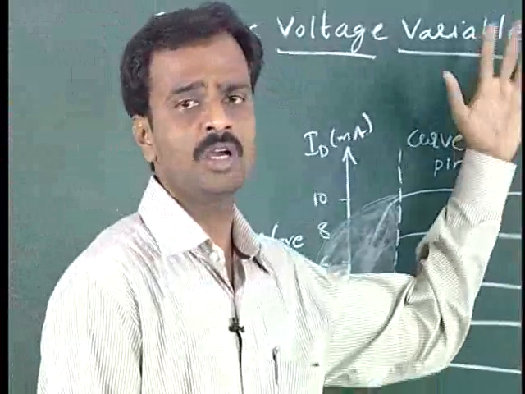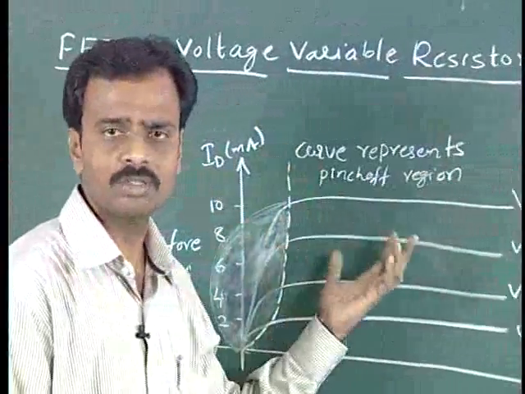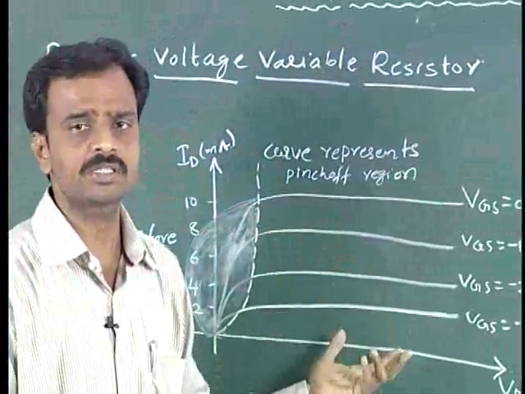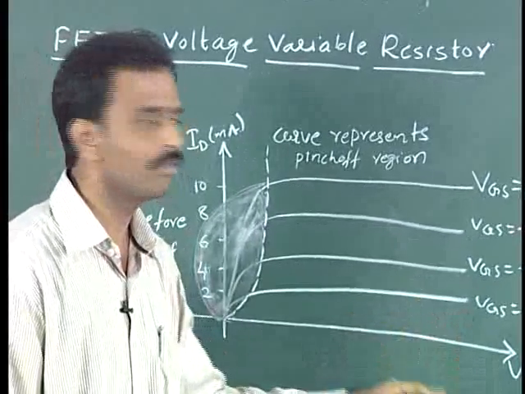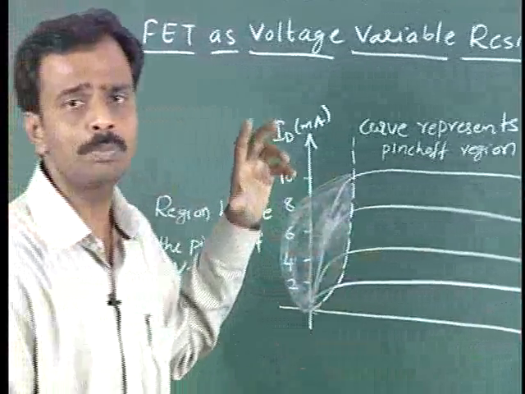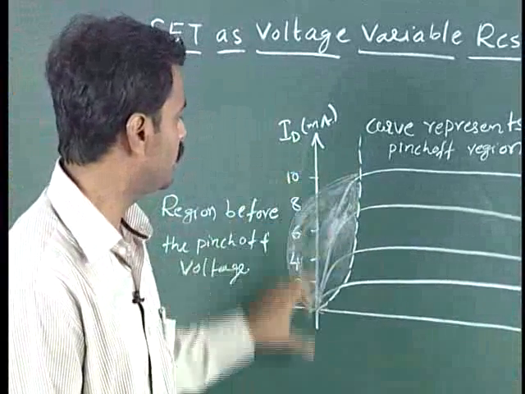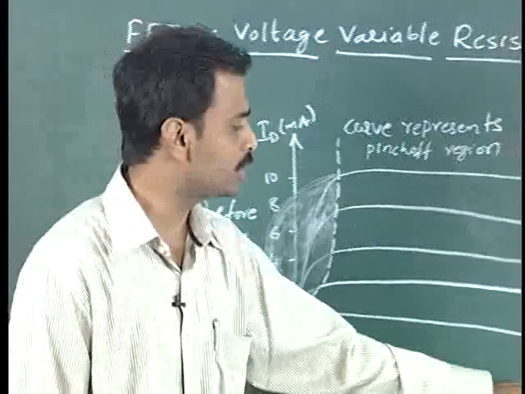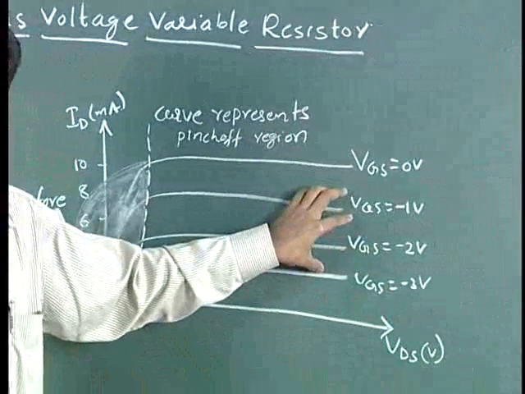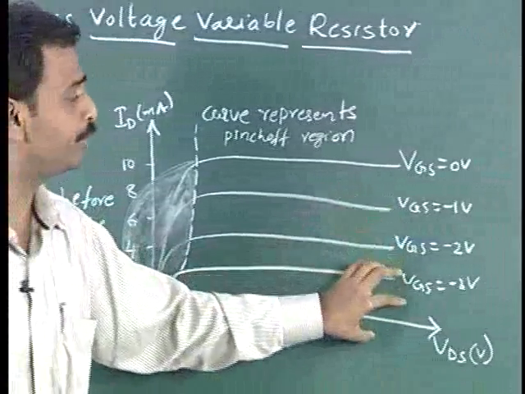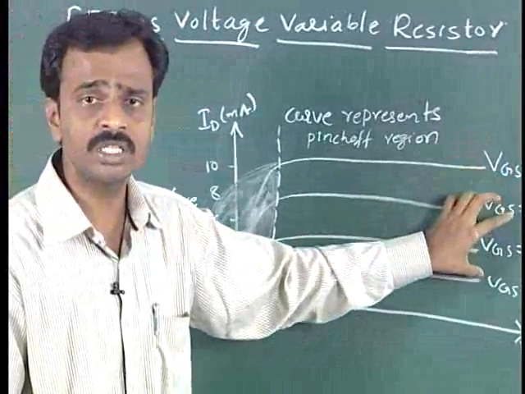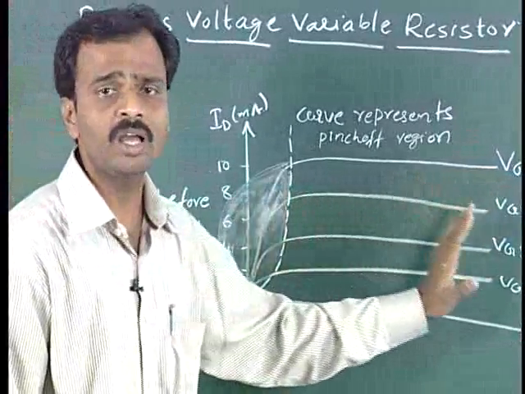That can be explained by making use of the drain characteristics of field effect transistors, taken from the output current and output voltage. Here the output current is ID and the output voltage is VDS, by maintaining the input voltage constant for different values of constant input voltages. So these characteristics have been plotted here.